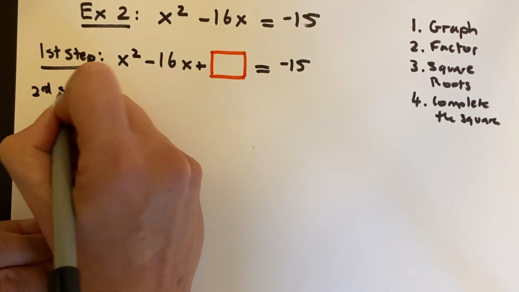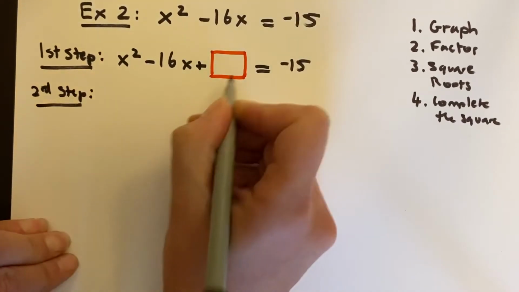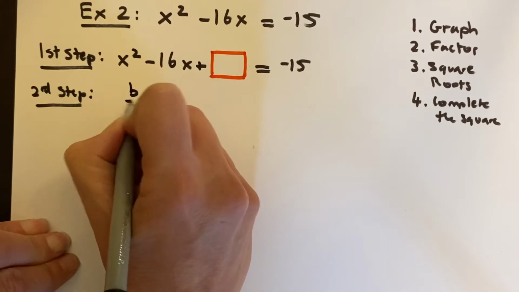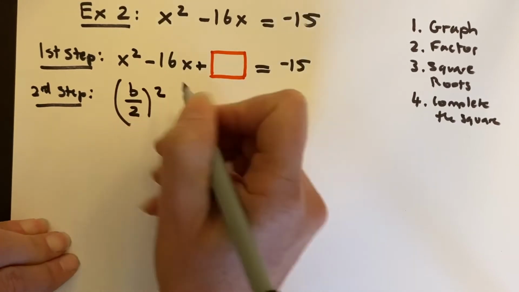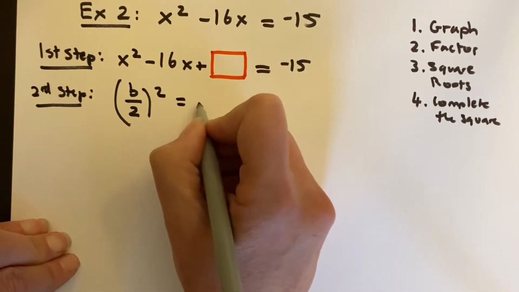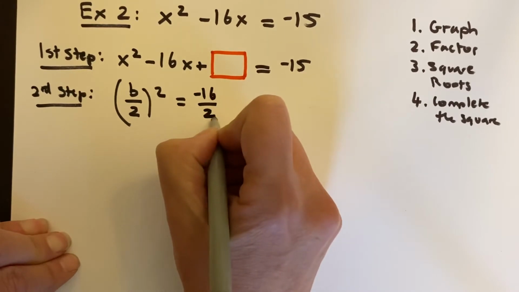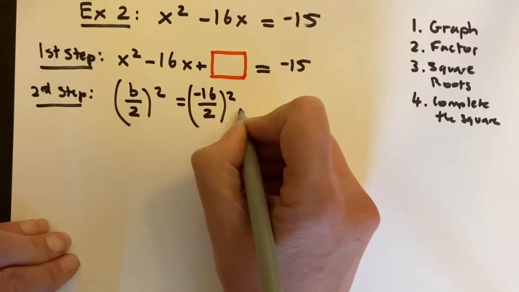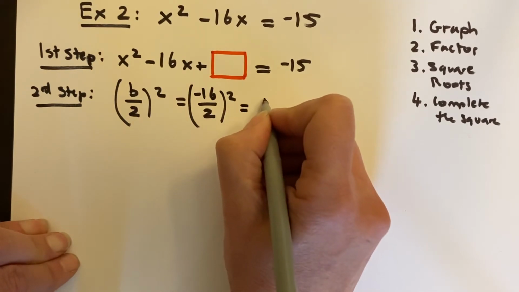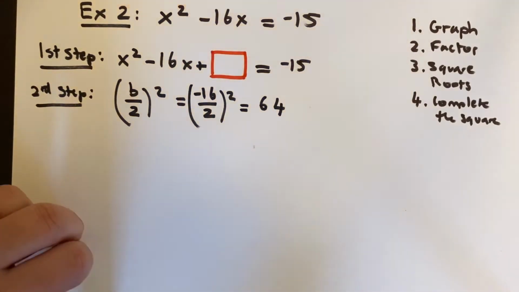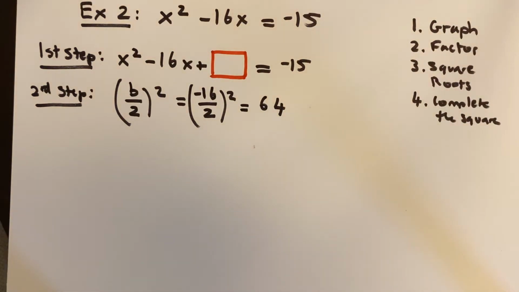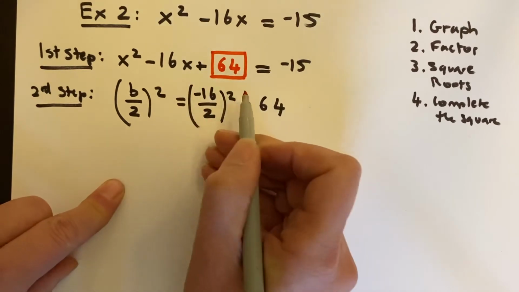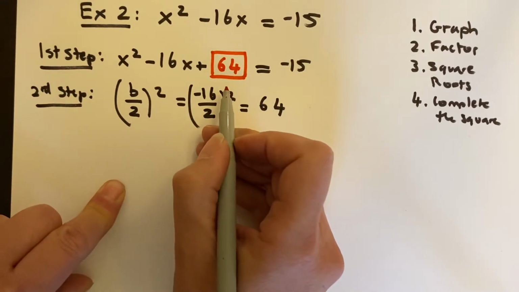Second step is to find what goes in there. Well, we've learned how to do it. It's b over 2 squared. Well, b is negative 16 over 2, which is going to give negative 8, which I square, and is going to be 64. So I know that 64 goes in here, but think carefully, and you guys know this.